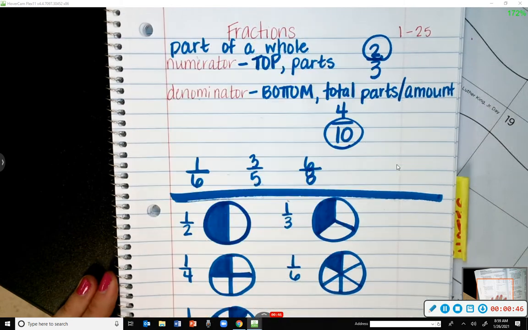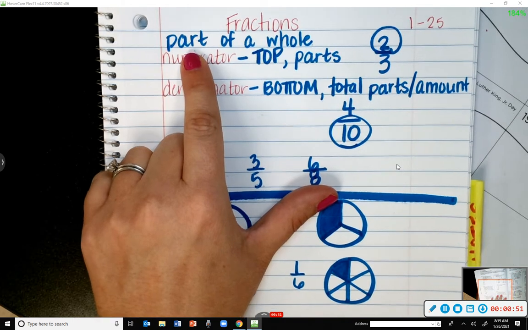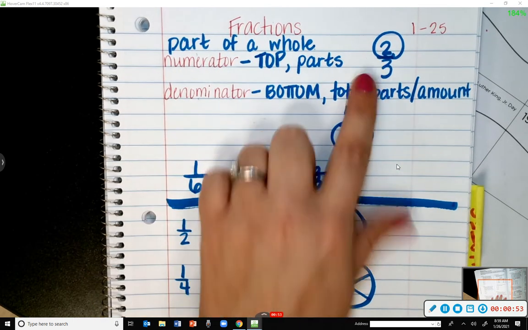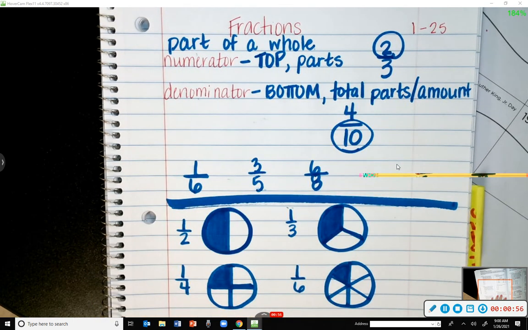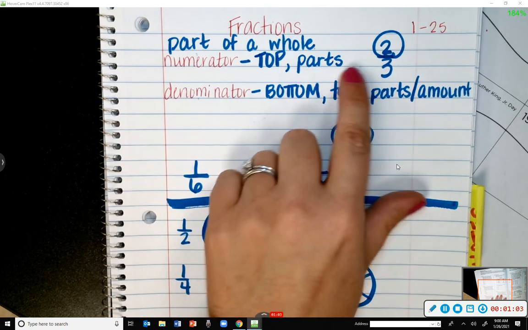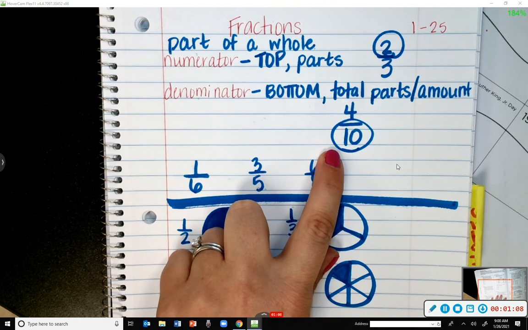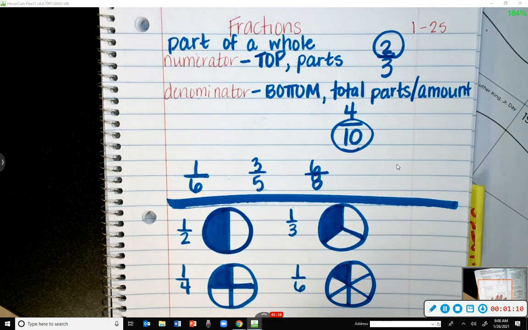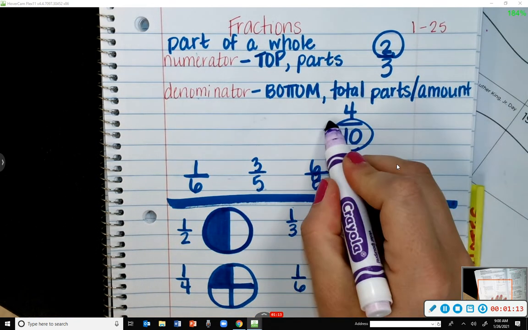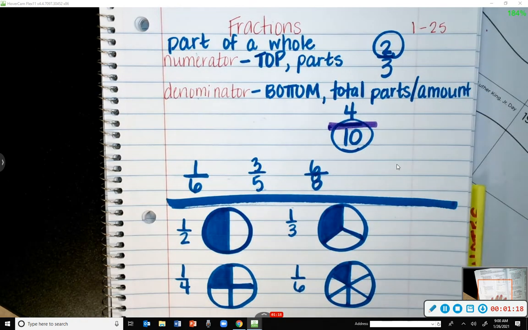Okay, so let's review what we learned yesterday. We learned or remembered that fractions are parts of a whole. If I eat 2/3 of a pie, then I'm only eating 2 parts out of 3 total. Okay? The numerator is the number that goes on top. The denominator is the total, which goes on the bottom. When I say top and bottom, that's because there's a line that splits them up, right? This is your numerator, this is your denominator.